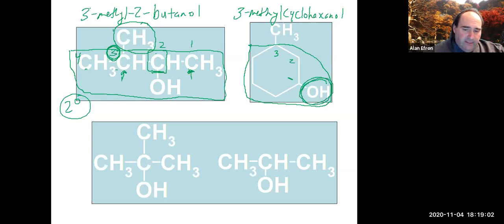So wherever that is located, it's always going to be assumed to be carbon number 1. So that's why we would not put the number there in front of the cyclohexanol.